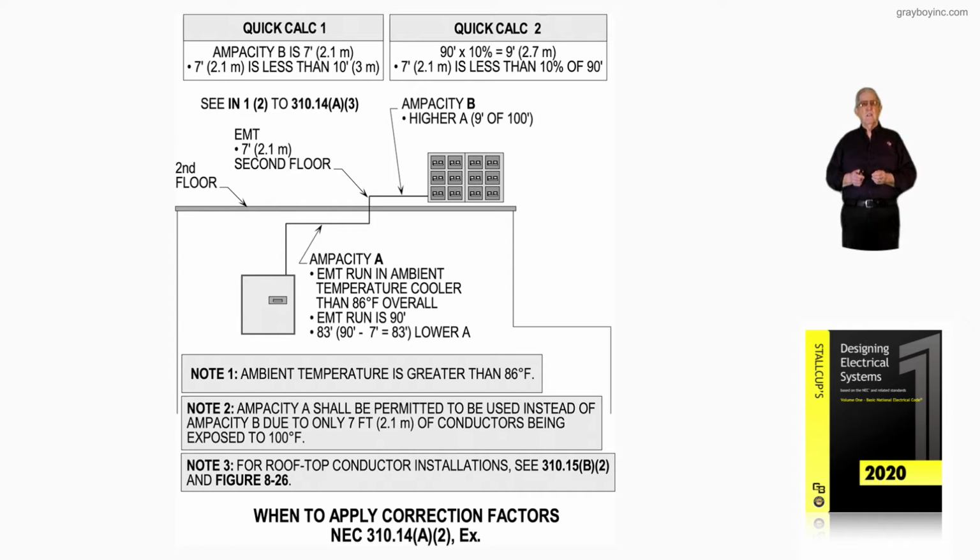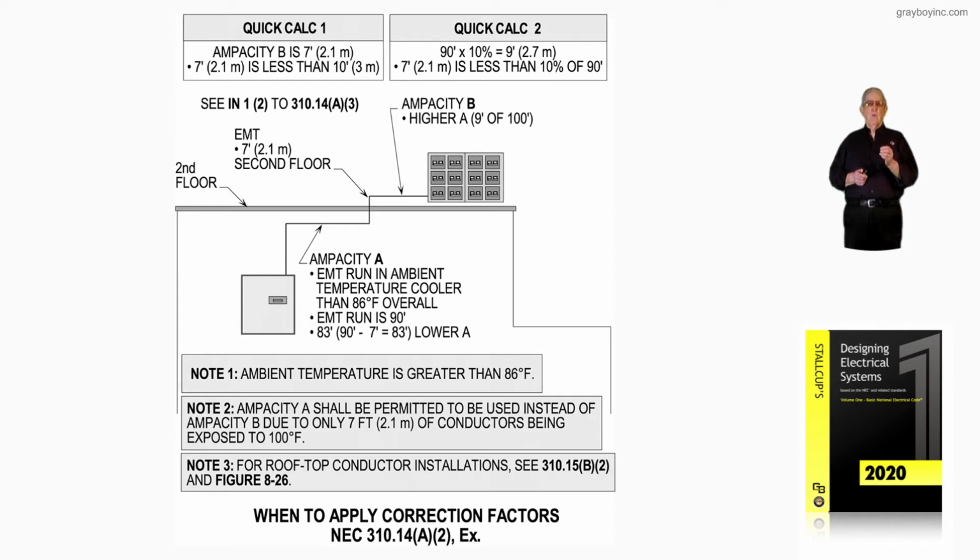But now notice we have a first floor here where the panel board is installed, and we have an ampacity A. EMT is run in an ambient temperature cooler than 86 degrees Fahrenheit overall in the floor 1 area. So we have a 90-foot run. When we take 7 foot from 90 foot, we come up with 83 foot that has a lower ampacity rating because we're in the 86 or less ambient temperature.